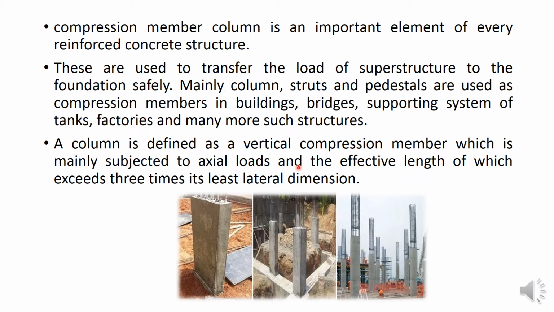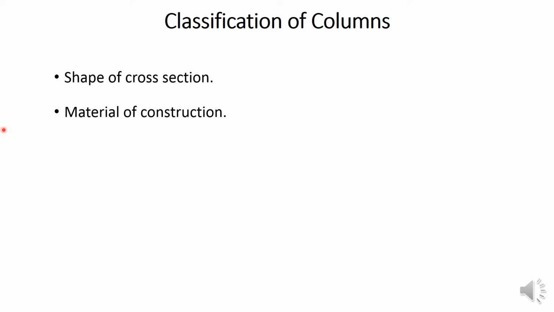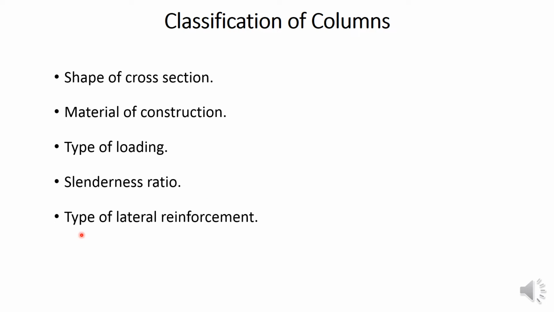A column is defined as a vertical member which is mainly subjected to axial load, and the effective length of the column exceeds 3 times the least lateral dimension. Classification of column: columns are classified based on the shape of the cross section, material of construction, types of loading, slenderness ratio, and types of lateral reinforcement. These are the classifications of column.